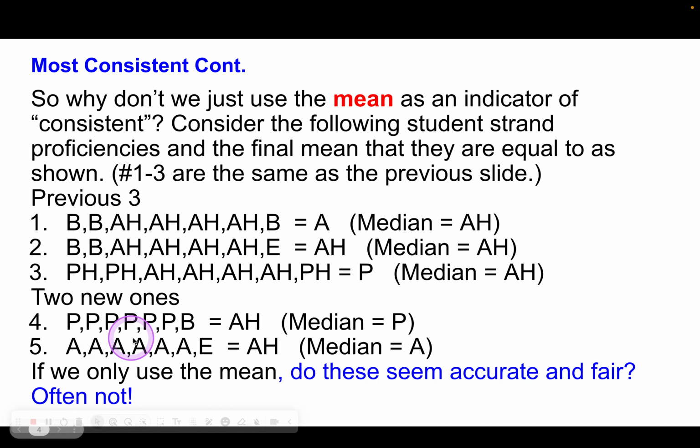What if you had someone who had a whole bunch of P's, and then at the end of the year they bomb their last test and get a B? And someone else has a bunch of A's and they do really well on their last test and get an E. Well, according to the mean, these grades would be equal. So this person who had a whole bunch of P's would end up with an AH, and the person who had all these A's is going to also end up with an AH. Now the AH person might be happy, but the person who had all those P's is probably not going to be happy. So we can see that that's not probably a good indicator. So the mean isn't a good indicator for these types of situations.